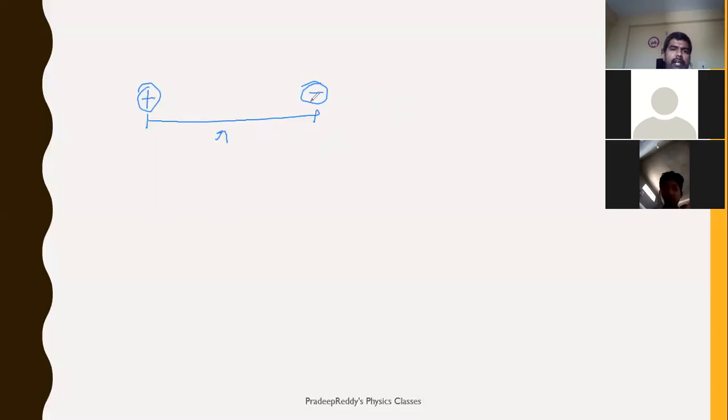Of course, we have electrostatic force acting between these two charges, and the magnitude of electrostatic force is negative, because one is a positive charge and the other one is negative. Electrostatic force acting between two charges is attractive. Attractive force should be represented with a negative sign, and that is minus K Q1 Q2 divided by R square. This is the magnitude of electrostatic force acting between two charges.